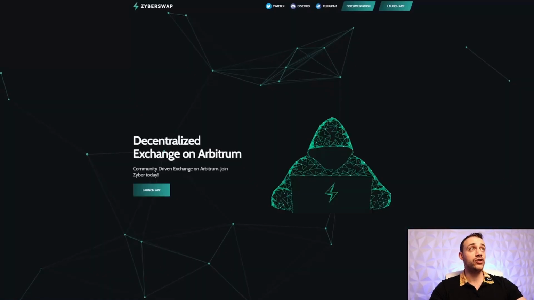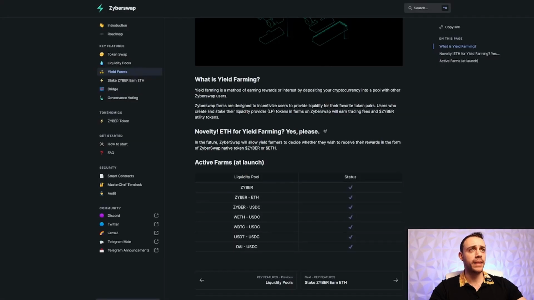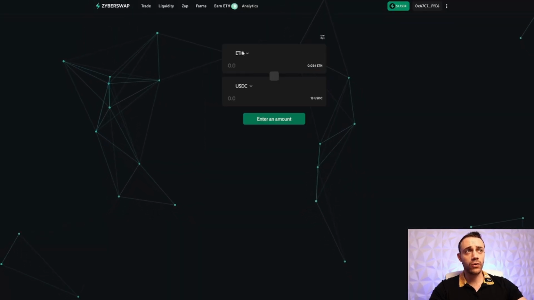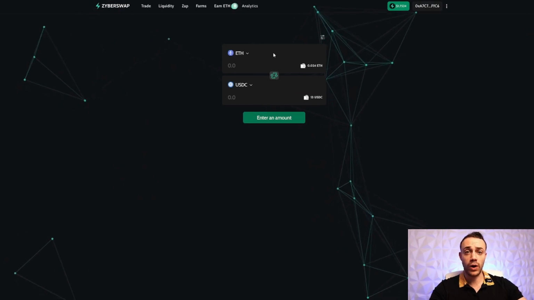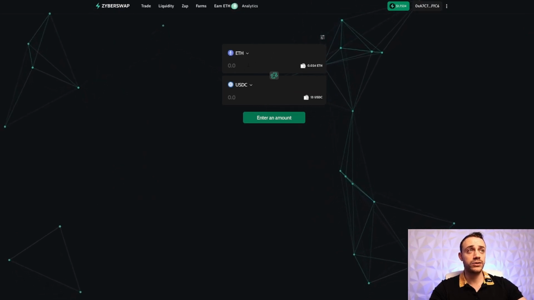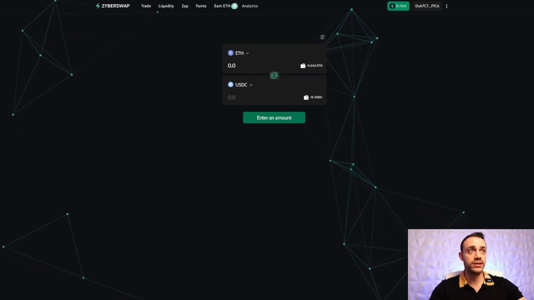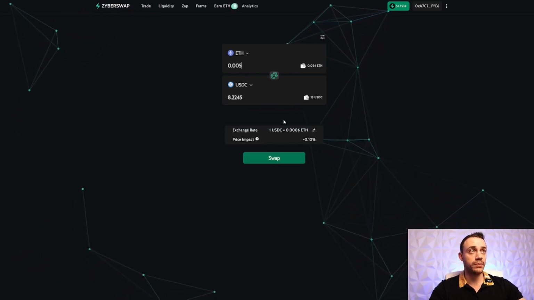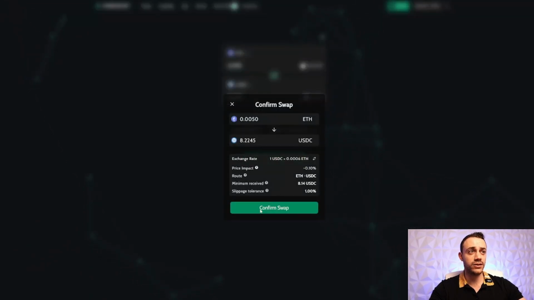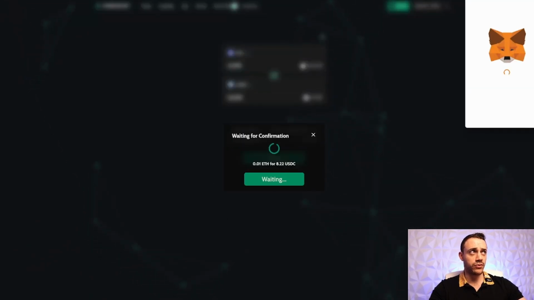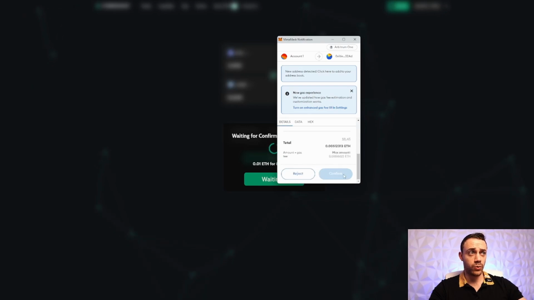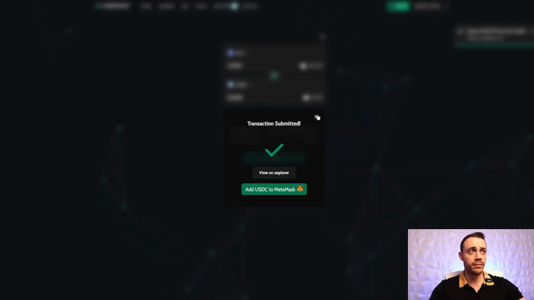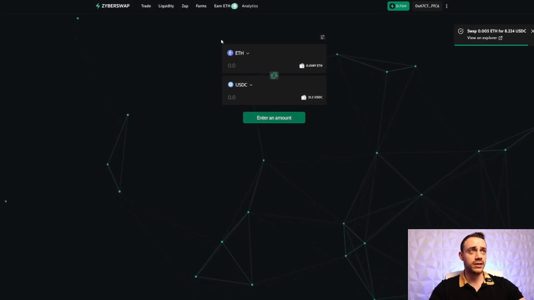And let's get into how to actually go ahead and use the Zyberswap protocol. So first things first, you can of course swap, you can trade, right? If you wanted to trade Ethereum for USDC, you could do that. You can swap over some ETH for USDC, very easy to do so, right? I'm just gonna swap over $8 worth here just to show you that it works. It's a swap protocol. Swap some USDC for ETH, etc.